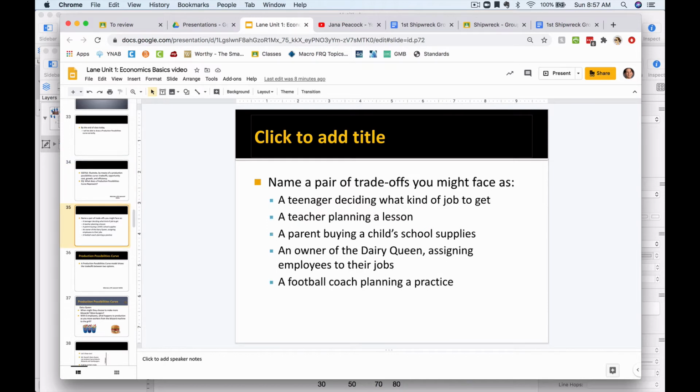So if you think about a pair of trade-offs that you might face, we've got a list of opportunities and options here, but I'm going to go with a teacher planning a lesson. I could plan a part of my lesson where I'm talking, or during that time I could have you work on a worksheet. So my opportunity cost of talking to you would be letting you work on a worksheet. When you have a pair of trade-offs, the thing that you choose to do is what you choose, and the other thing is what you give up, or your opportunity cost.